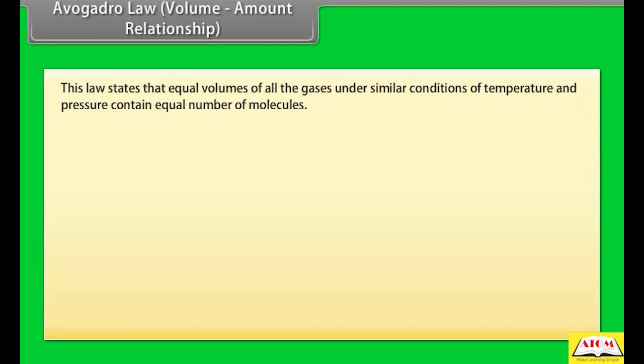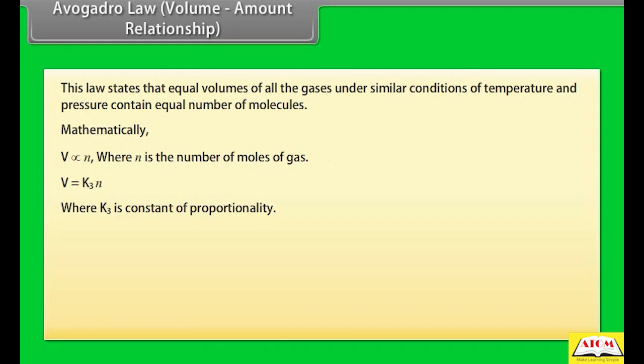Avogadro's law, volume-amount relationship. This law states that equal volume of all the gases under similar conditions of temperature and pressure contain equal number of molecules. Mathematically, volume is directly proportional to the number of moles of gas. V is equal to K3N, where K3 is constant of proportionality.